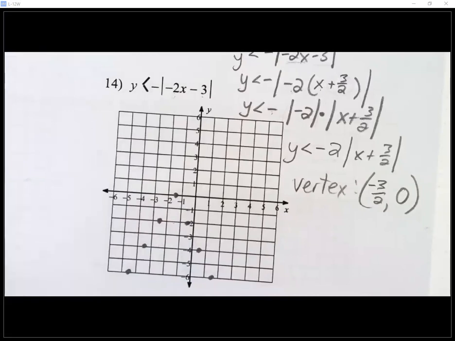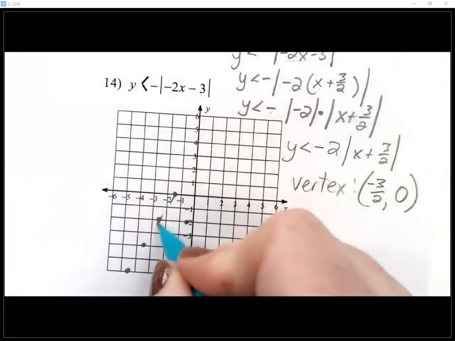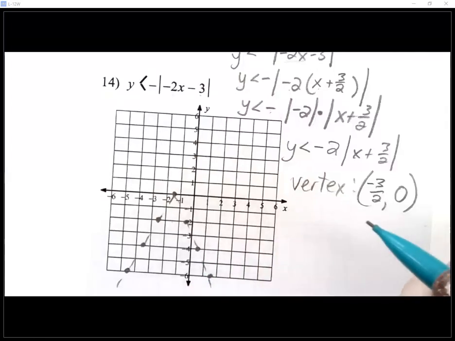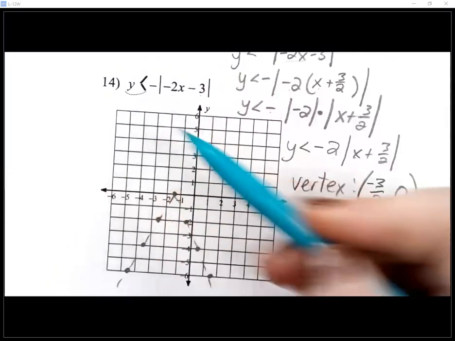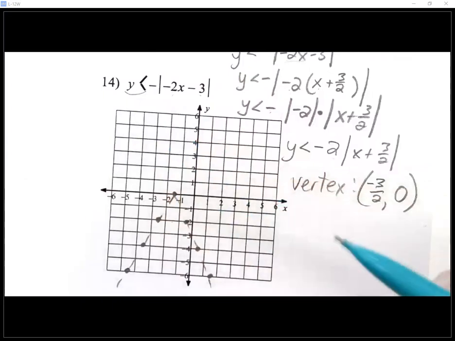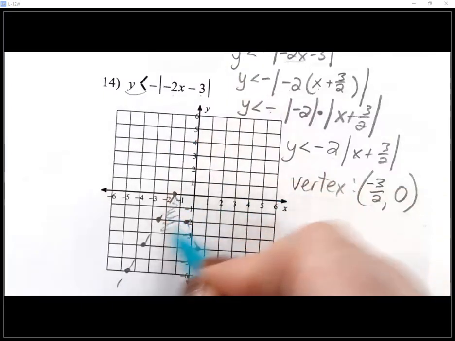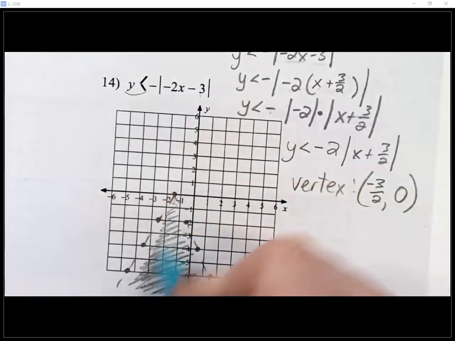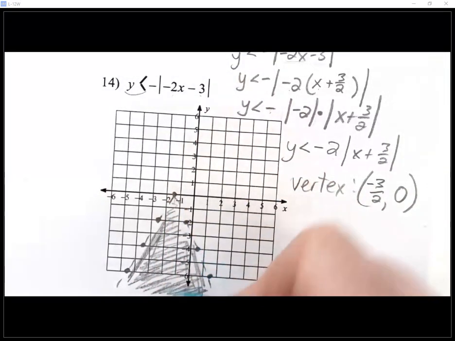Solid or dotted? Dotted. And I'm going to shade which way? It says y is less than in the original. So I'm going down. So like that. What are our thoughts on this? Are these all right?